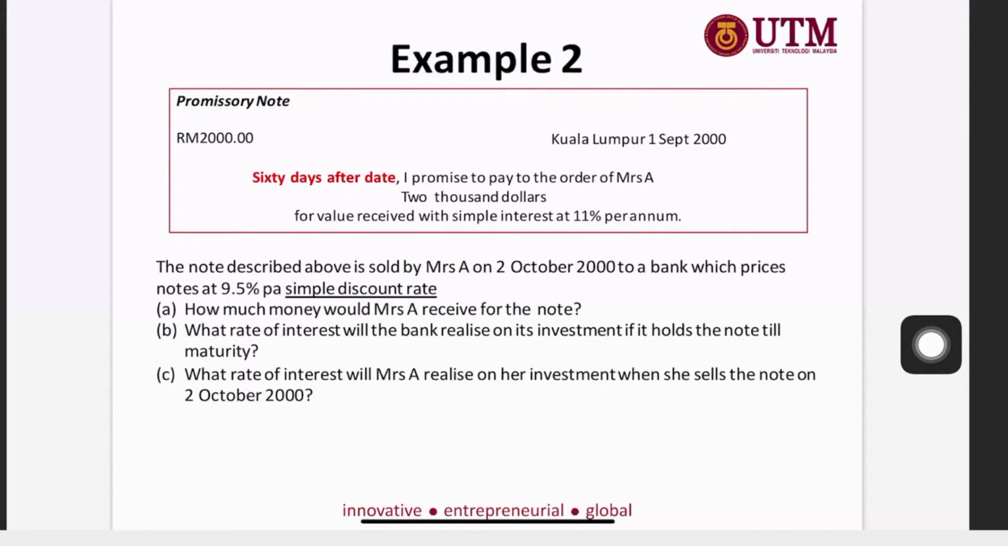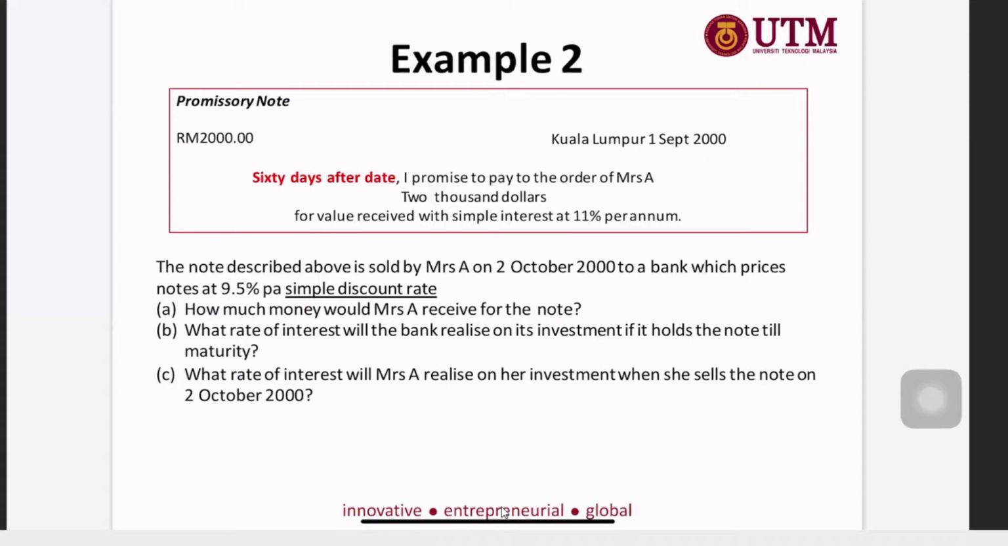Okay, so let's look at this example 2. When you do the exercise on the promissory note, it is important for you to identify which one is the face value, which one is the maturity value, etc. For this one, this 2000 is your face value.